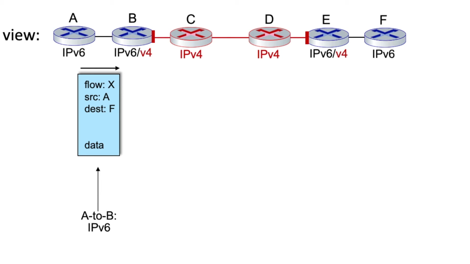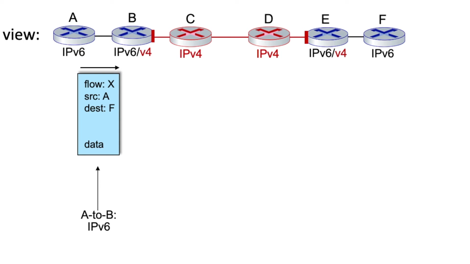But now let's take a look at what happens at router B, and this is where it gets interesting. It receives the IPv6 datagram from A, sees that the destination is F and that the next hop router in the IPv6 network is router E. So that's critical. The next hop router in the IPv6 network is E. So B needs to say, well, how do I forward this IPv6 datagram to E?